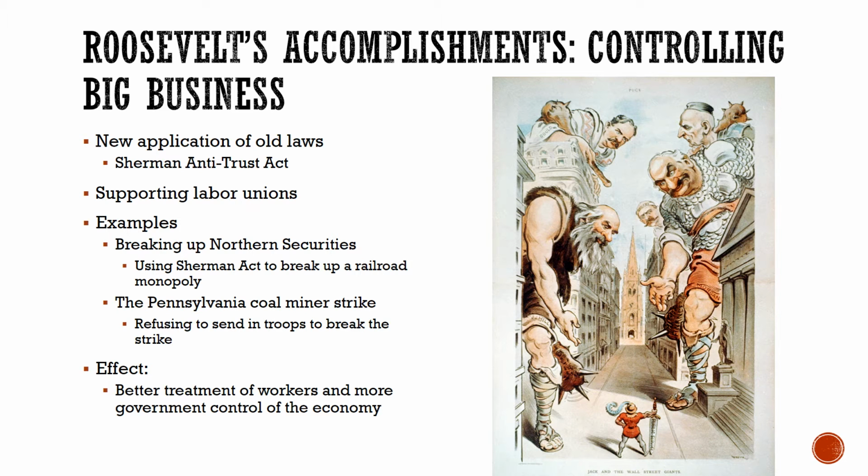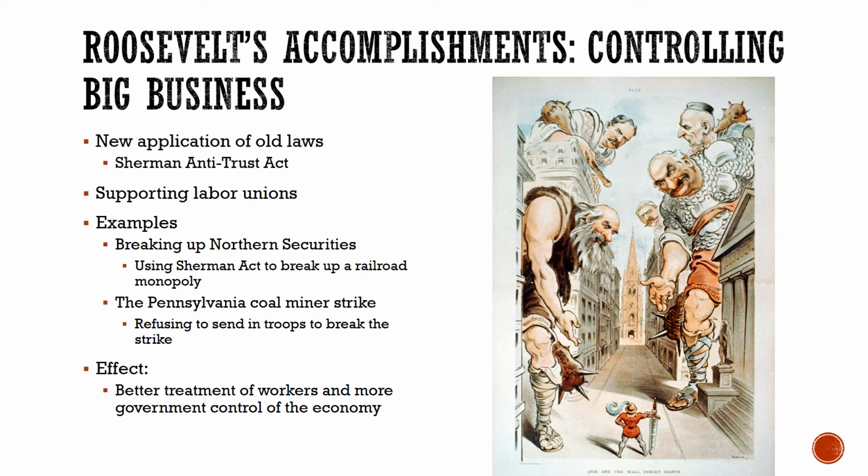The first thing that he wants to do is control the power of big business. So we've talked a lot about big business and monopolies. And basically, by the time Teddy Roosevelt comes into power in 1901, the monopolies are still in place. They still dominate American economics. And Teddy Roosevelt sets out to change this. And he does this in a couple of ways.